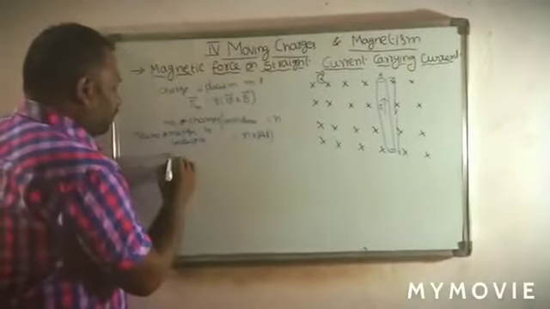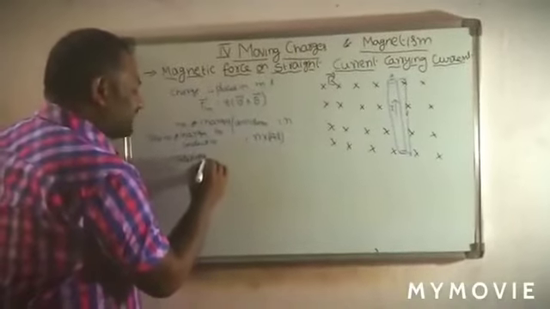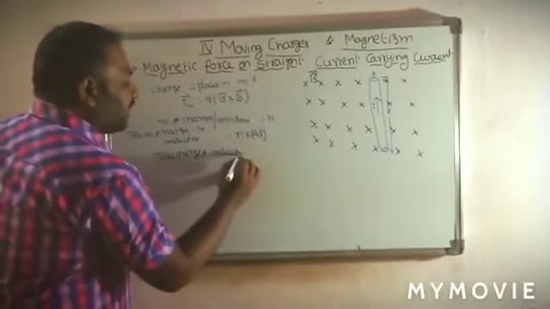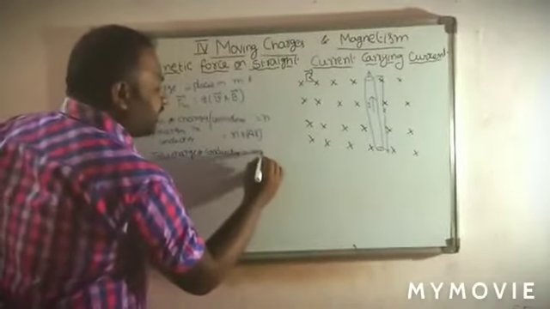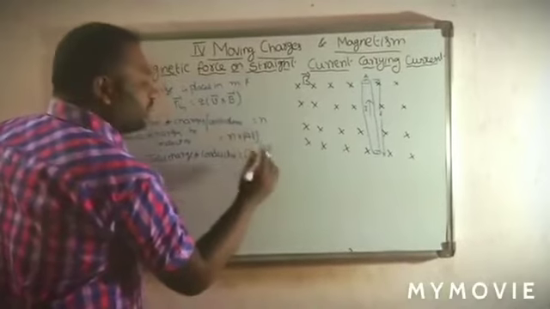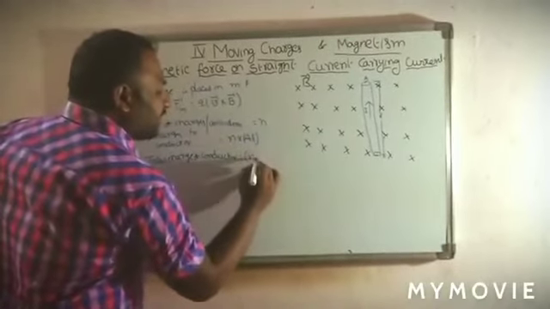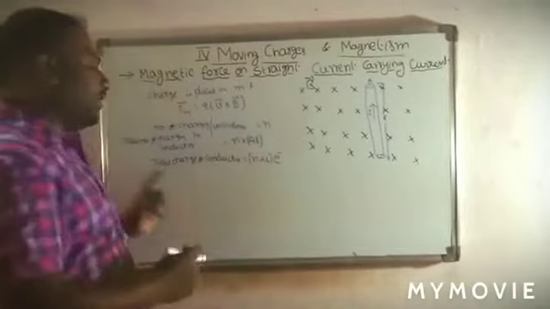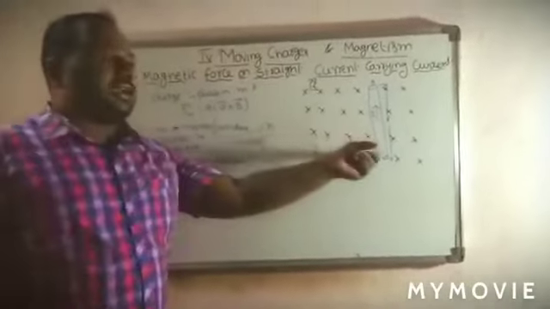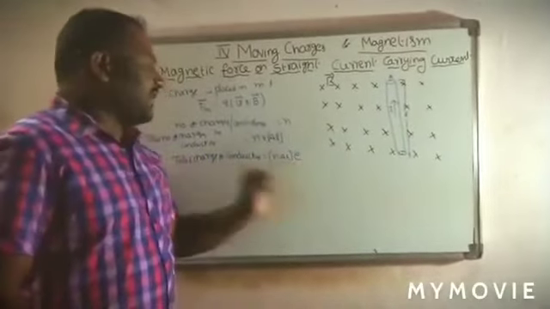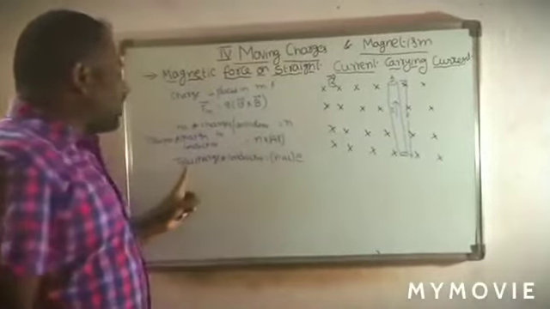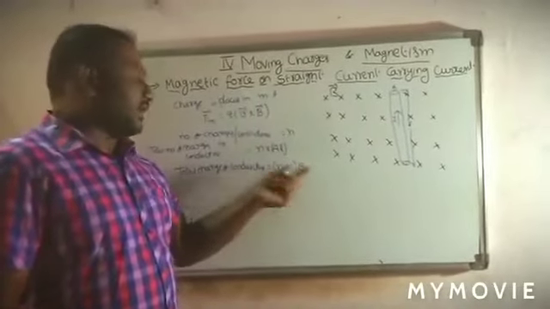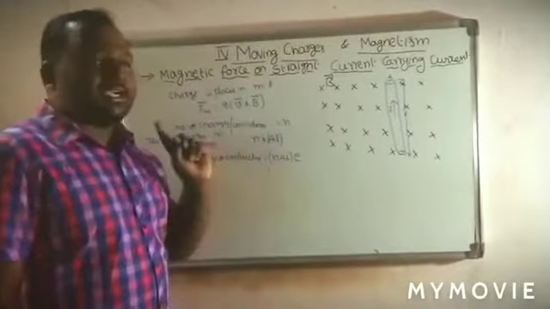Next, total charge of the conductor. Total charge of the conductor is nothing but the number of charges, which is n into A L, into the electron charge, because here in the current carrying conductor the moving charges are nothing but the electrons. So the total charge of the conductor is the total number of charges into the charge of the electron, that is n into A into L into e.